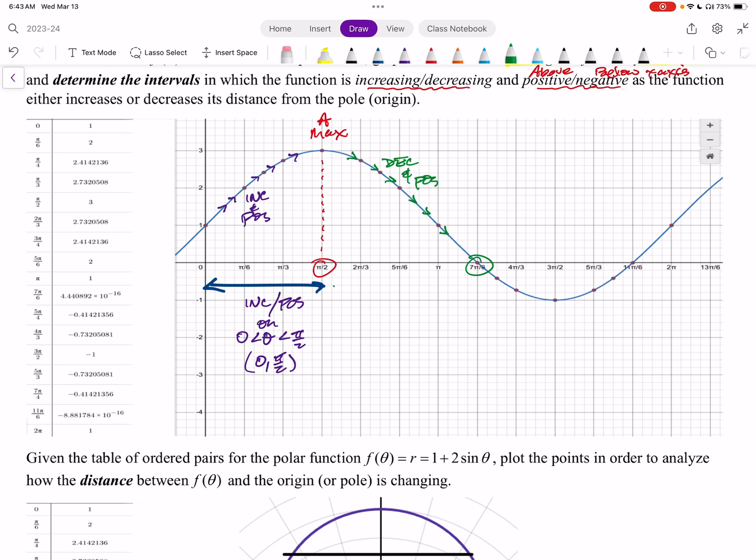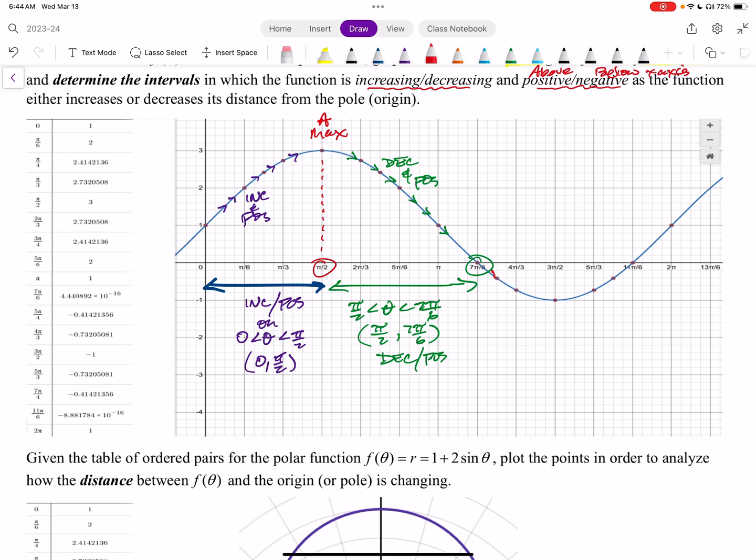Okay, so from here to here, from pi halves, all right, pi halves less than theta less than 7 pi over 6, all right? Or you could write it as an interval, if you prefer that, that's fine. Okay, it's decreasing and positive because it's going down and it's above the x-axis. So decreasing and positive. Okay, then after 7 pi over 6, it changes because now you're below the axis.